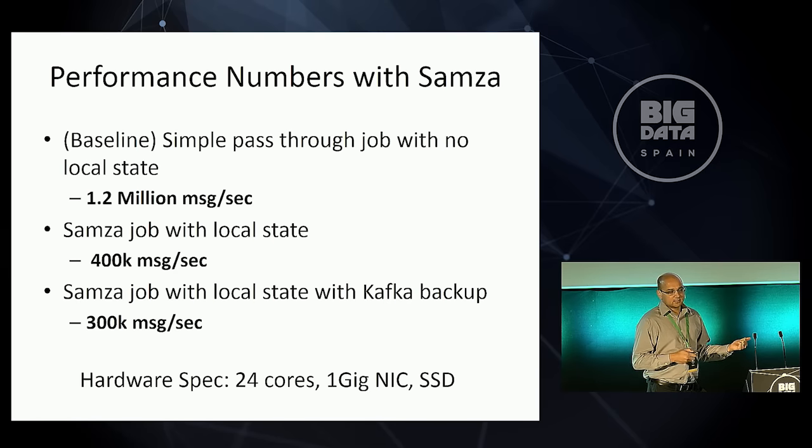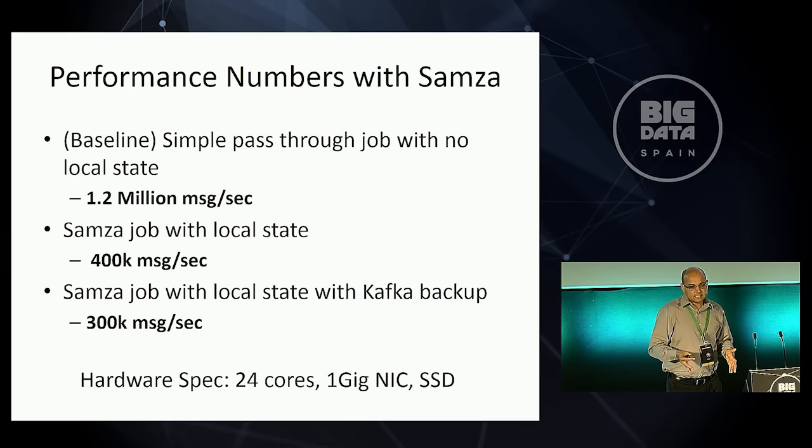All this is great. It's good to put things in perspective. Here are some numbers that we got in terms of benchmarking Samza. If you do a simple pass-through job, which doesn't have any local state, just reads and writes back into Kafka, then we got about 1.2 million messages per second on a single machine. All of this is, by the way, on a single machine.